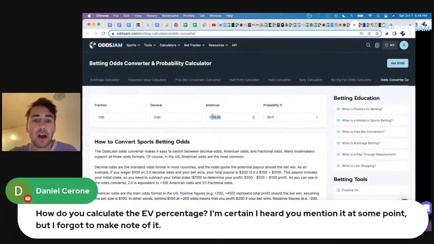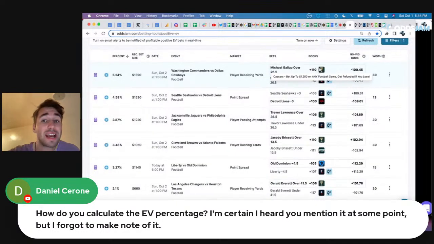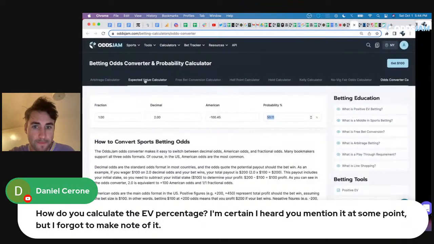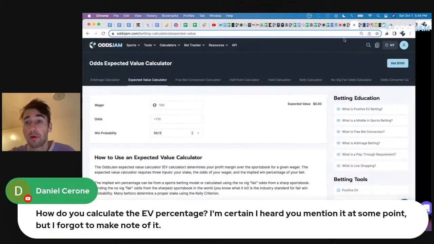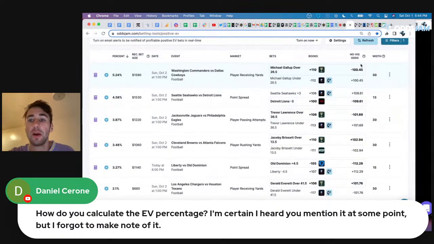Right? So every odd has an associated probability, right? Like if something's a favored outcome, if the Mariners are minus 200, then they have to be over 50% to win the game. If a team is plus money, like the Commanders, underdogs tomorrow against the Cowboys, they're going to be at plus money. They're less than 50% to win. So what you can do is convert those odds into probabilities. So here, Michael Gallup over 26.5 receiving yards is plus 110, right? We have a 50.11% win probability as seen from the no vig odds.